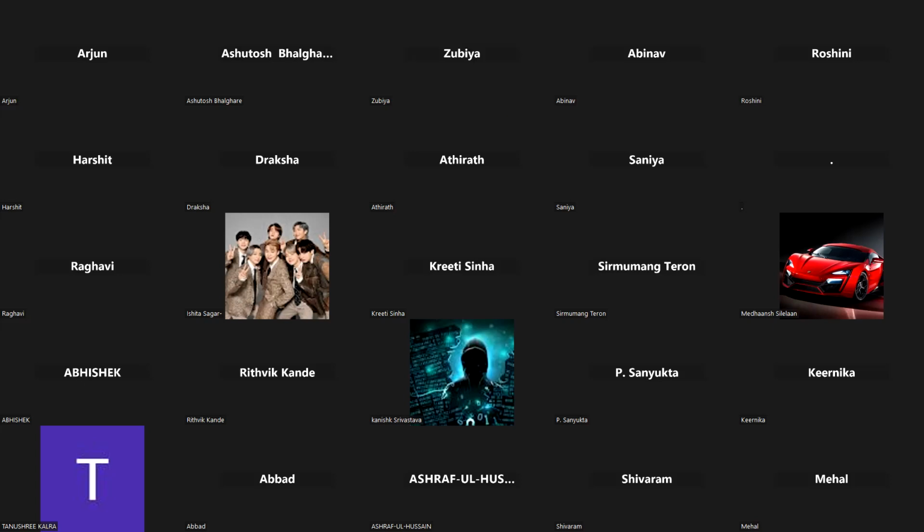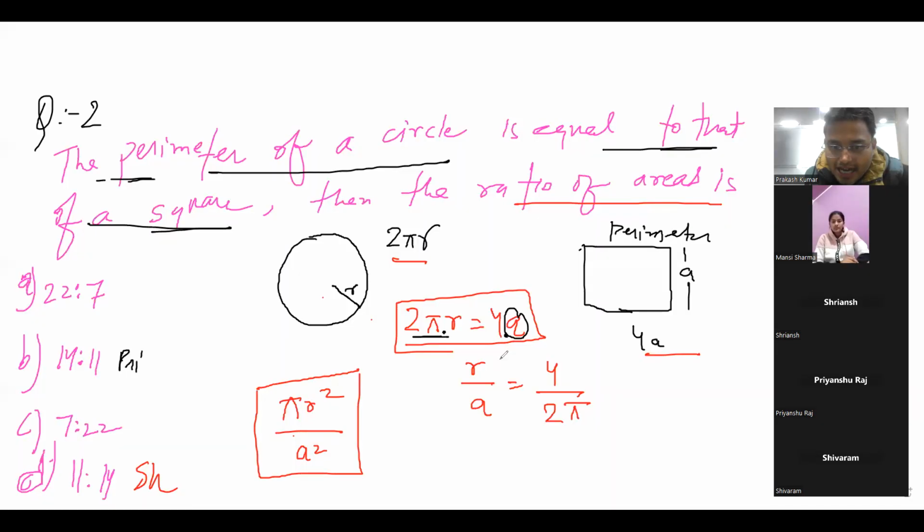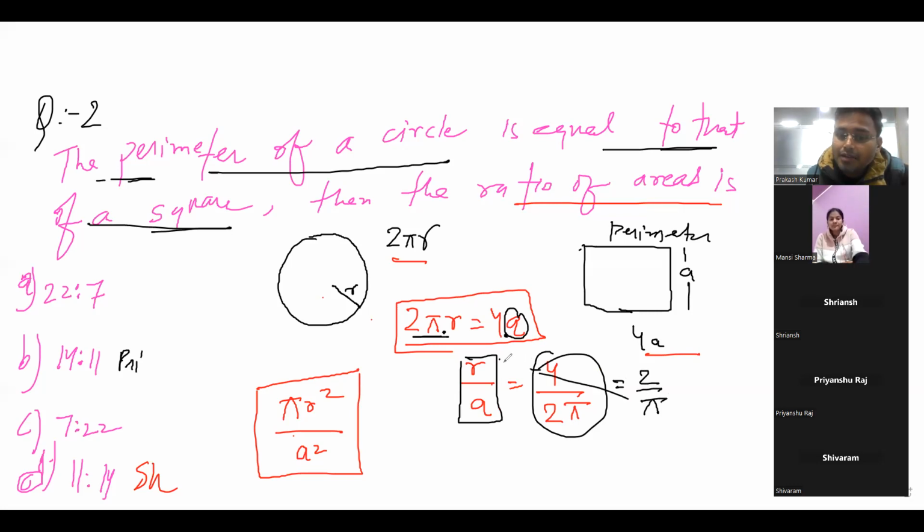Okay. So now we come to know that r by a is 4 by 2 pi only, or I can write it as 2 by pi. R by a, I can write 2 by pi. Anyone have a problem?